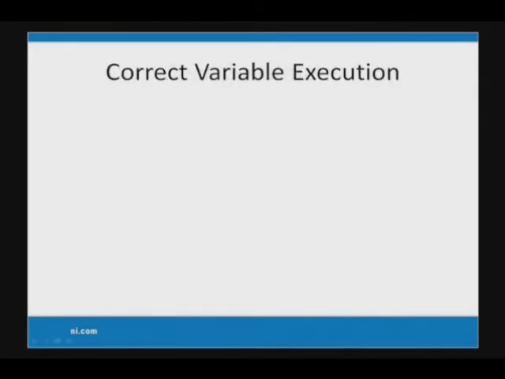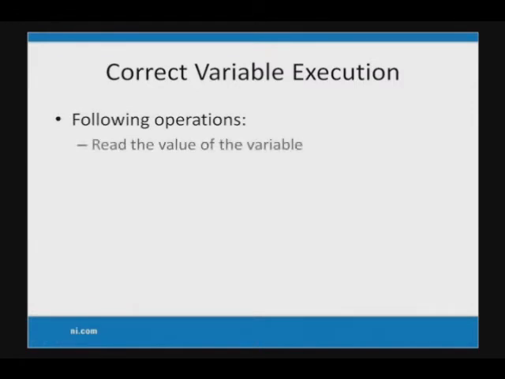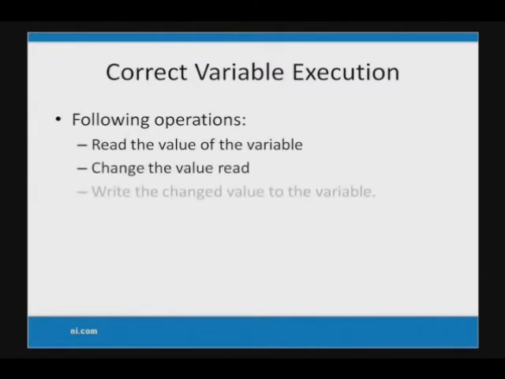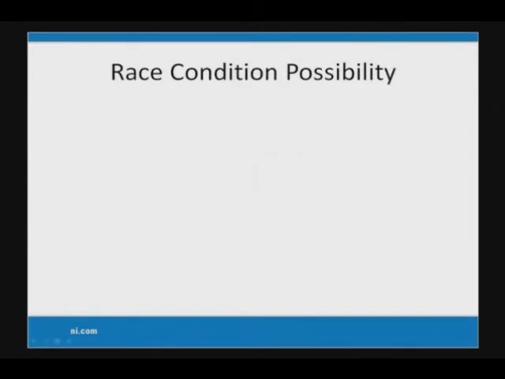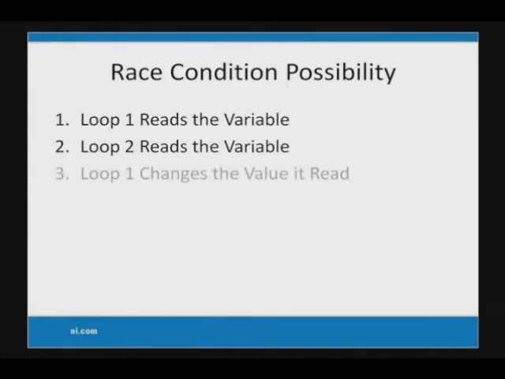In order to use variables in the correct manner, you need to perform the following operations in this order. Read the value of the variable. Then make a change to the value that you read. Then write that changed value back to the variable. Now consider what happens if two parallel loops happen to execute in the following order. Loop 1 reads the variable. Then loop 2 reads the variable.